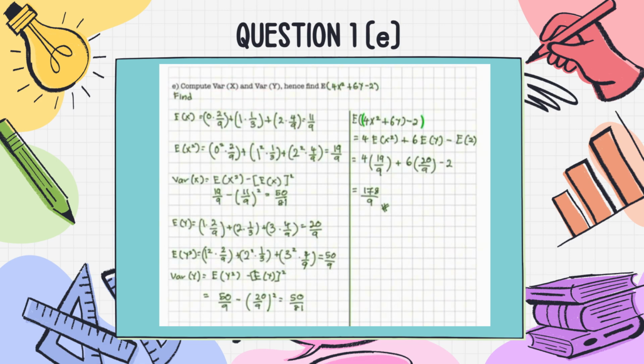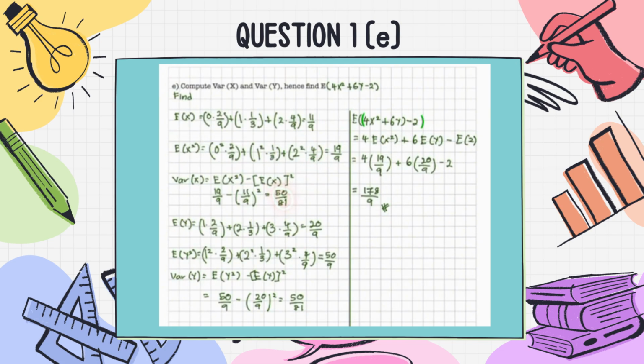The variance of a random variable is given by the expected value of x squared minus the square of the expected value of x. Using the marginal distribution of x, we calculate the expected value of x as 11 over 9 and the expected value of x squared as 19 over 9. Substituting into the variance formula gives the variance of x equal to 50 over 81.